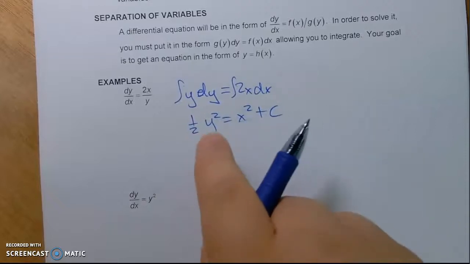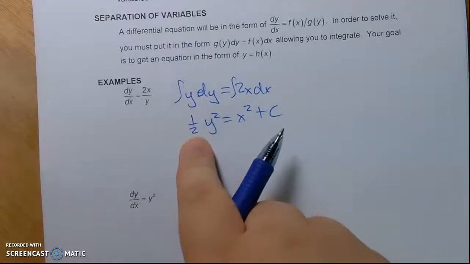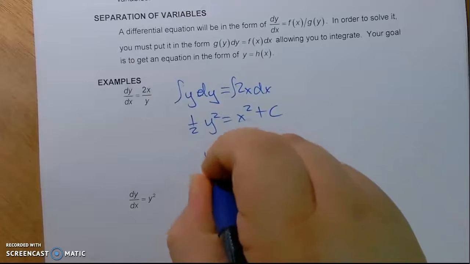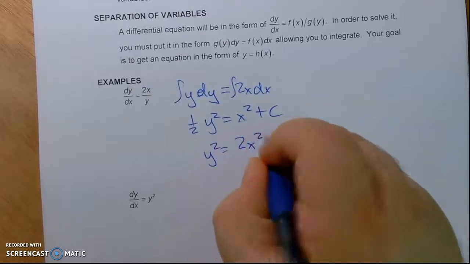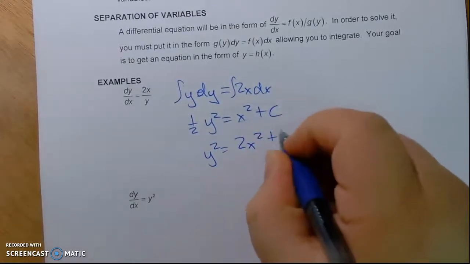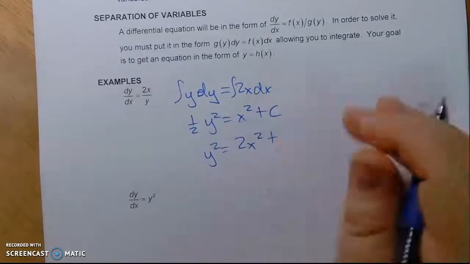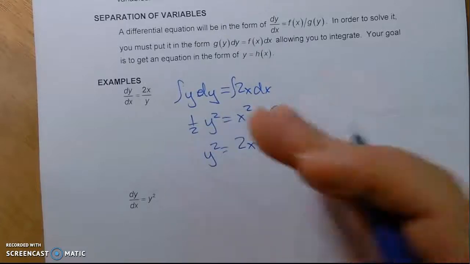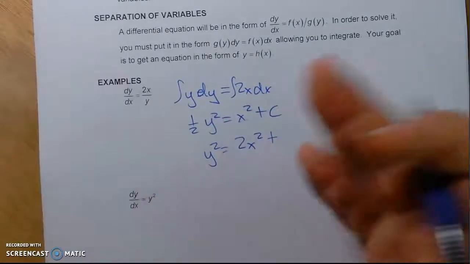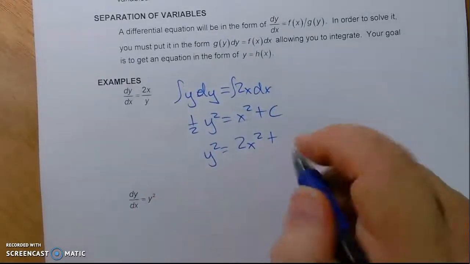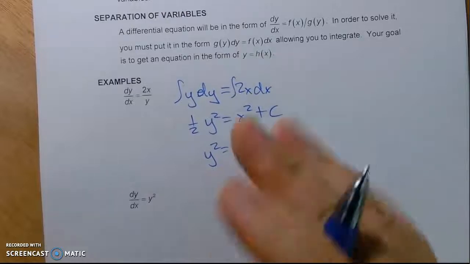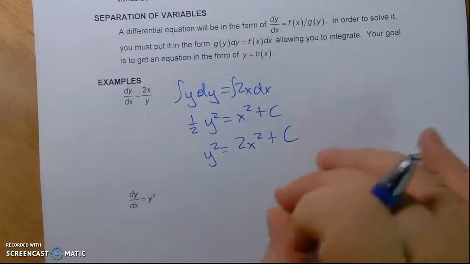Typically, though, we want to solve for y. So we would multiply by 2 first. y squared equals 2x squared plus, now you can do the 2c if you'd like. Like I said in the past, I like that constant just to absorb anything that happens to it, because it becomes a bigger or smaller constant depending on the math. In this case, we're doubling the constant, so we have a new constant c. But it's still just a constant.